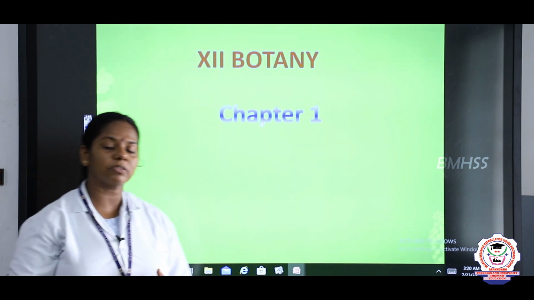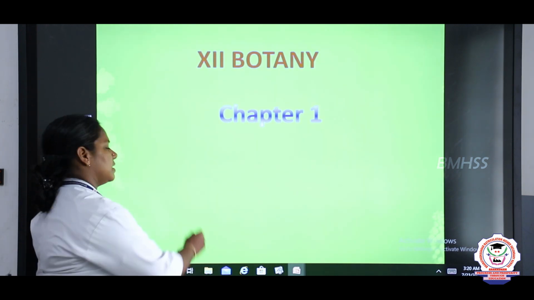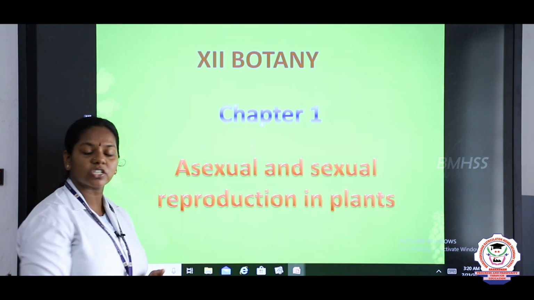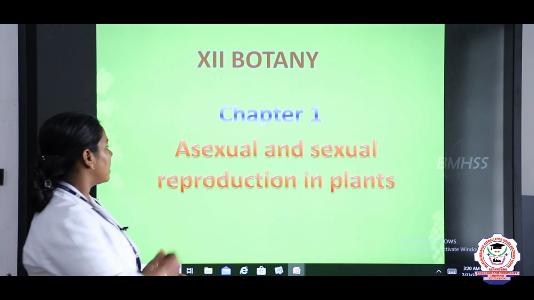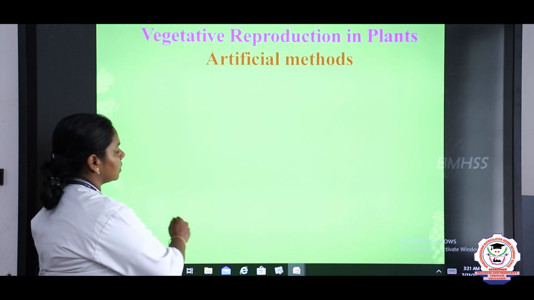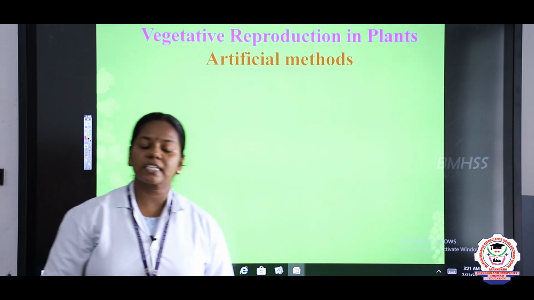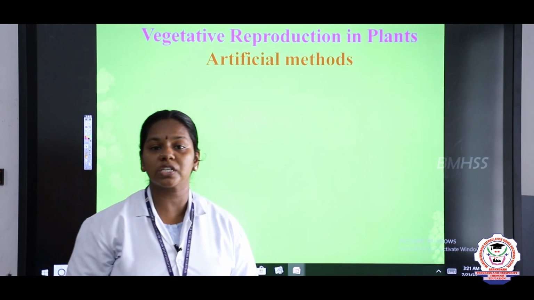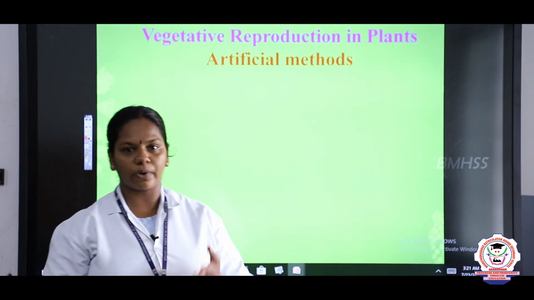What is the name of the chapter, children? Yes, very good. Asexual and sexual reproduction in the plants, right? And the topic we are going to discuss today is about the artificial methods of reproduction, right?